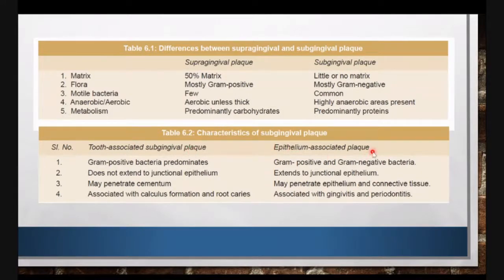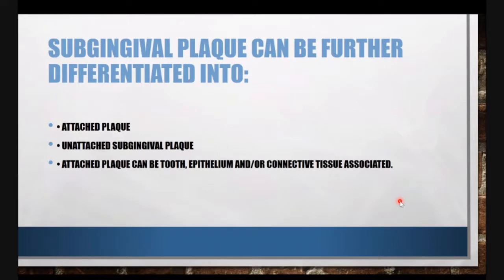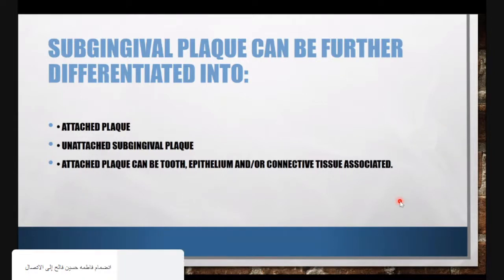وكو عندنا الابيثيليوم associated subgingival plaque، هذا يكون gram negative extend to the junctional epithelium, may penetrate epithelium and connective tissue associated with the gingivitis and periodontitis. واكو عندنا بعد اللي هو يسموه connective tissue associated. The subgingival plaque can be further differentiated into attached and unattached plaque. الاتاشت بلاك نفسه ينقسم الى tooth وepithelium وconnective tissue associated.